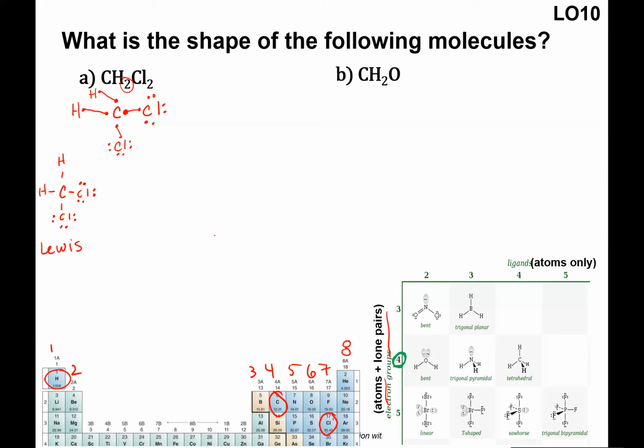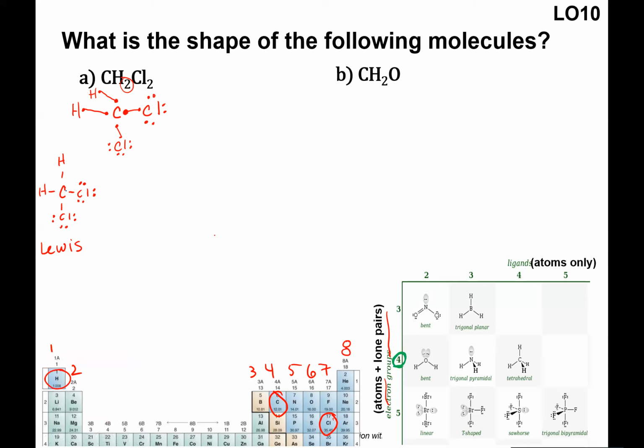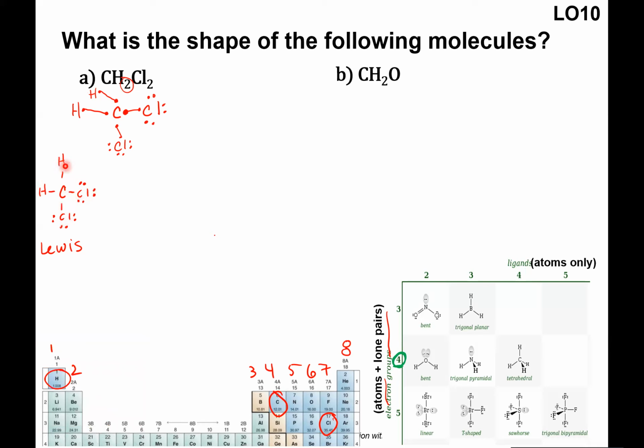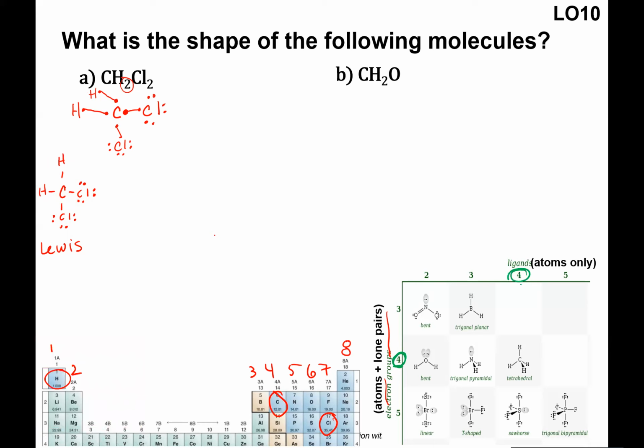Now I'm going to determine how many ligands I have. So for ligands, I'm going to count only the atoms. I'm going to disregard any lone pairs that are surrounding the carbon. And again, I see that I have 4 atoms surrounding it. So I have 1, 2, 3, 4 atoms. This is the case where the number of electron groups and the number of ligands is equal. So that means that I'm going to be looking at 4 ligands, and therefore this is the structure that I am looking at, and the shape of this is going to be tetrahedral.